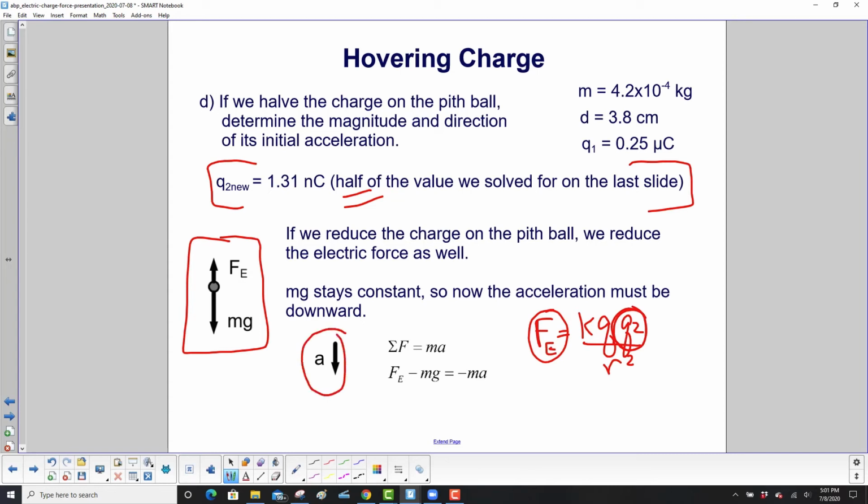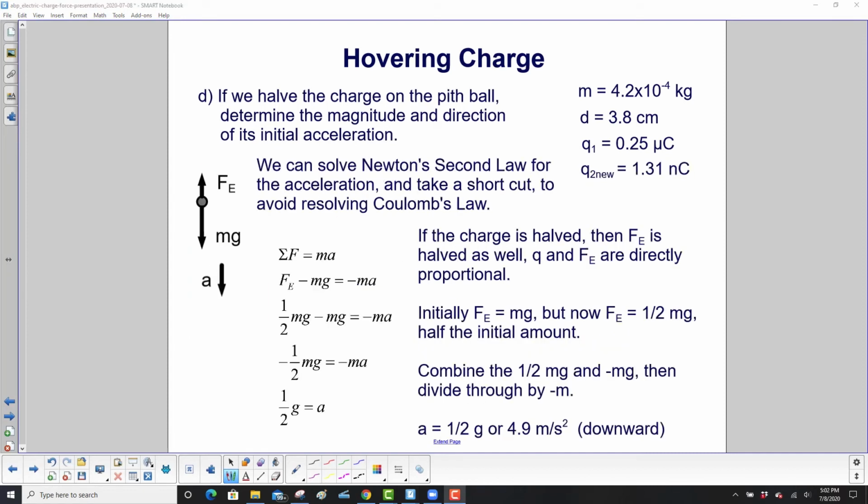So we show acceleration down. Sum of the forces is ma. So we're going to go Fe. It's still pointing in the up direction. Gravity is down, so that's negative. And the acceleration is down, so we put a negative there also. Now here's where it's important to understand the physics and the equations you're working with. We don't want to do Coulomb's law again and calculate kqq over r squared. So we're going to solve Newton's second law for the acceleration and take a shortcut so we can avoid Coulomb's law.